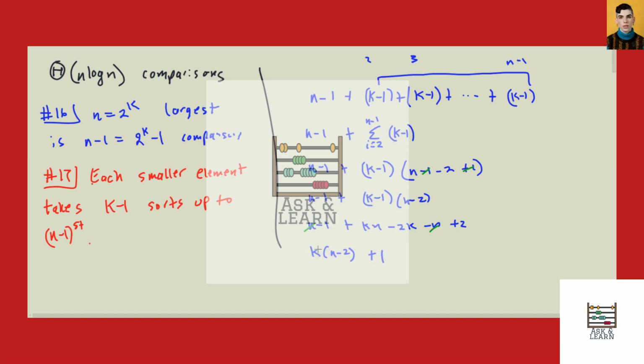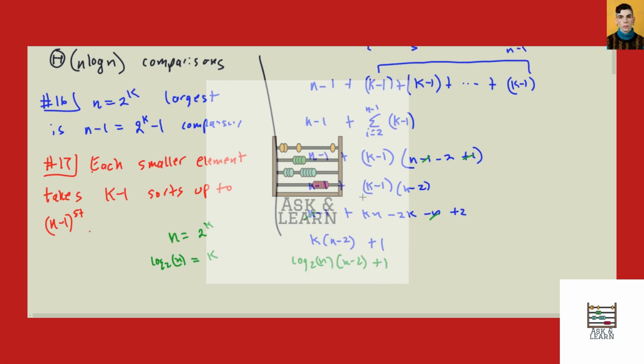Well, now k we can rewrite, because notice we said that n is equal to 2 to the k. Well, if we take log base 2 on each side, that's going to give us that log base 2 of n is equal to k. All right, and so then we can go ahead and plug that in for here. So log base 2 of n times n minus 2 plus 1.